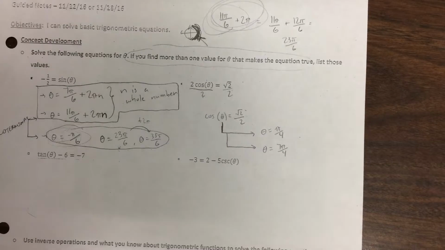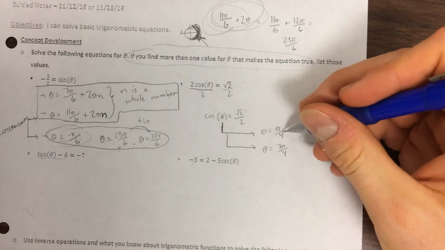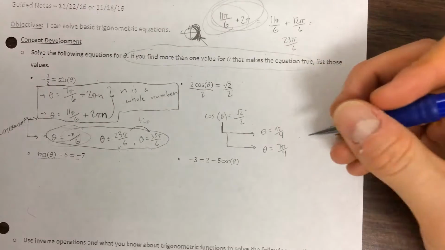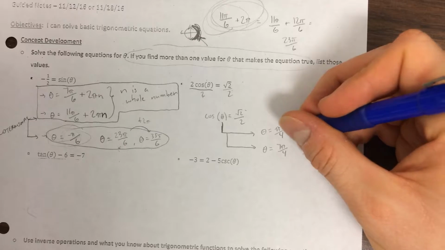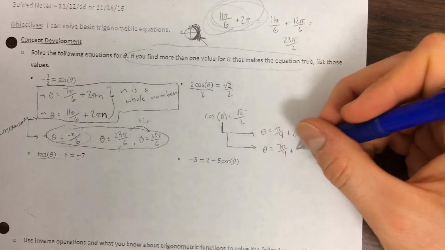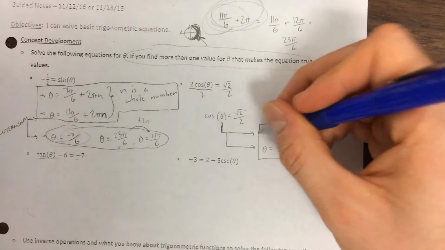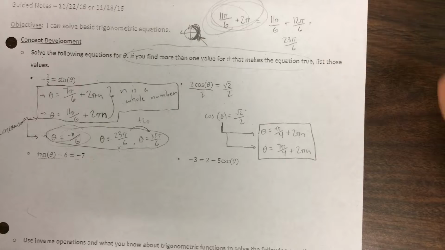Now again, to make sure we take care of every single coterminal angle, every coterminal angle with pi over 4, we're going to add 2 pi n to that solution. Same thing here, we're going to add 2 pi n to this solution. And those are our two solutions, our two solution sets.